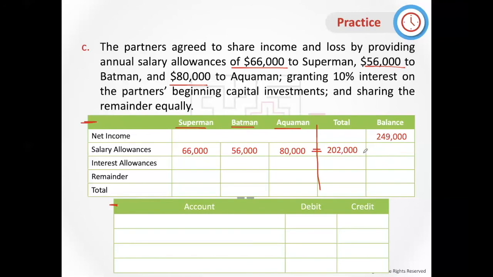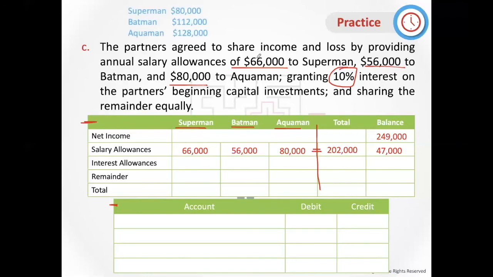$249,000 minus $202,000 would be $47,000. That means we have $47,000 left to give out. The next line is the interest allowance. Interest is 10% of the beginning capital balances. This is listed in the beginning of the problem.